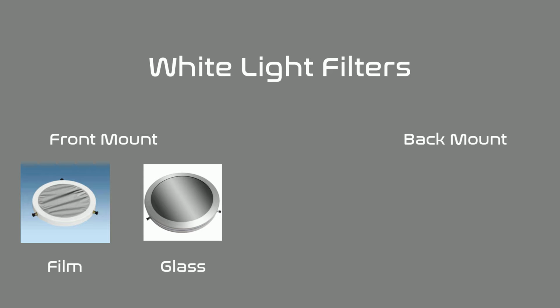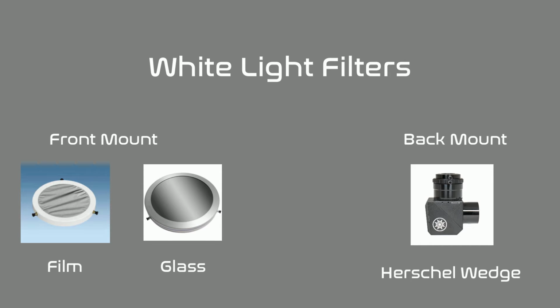If you use a back mounting filter, you'll have to use a device called a Herschel wedge. A Herschel wedge comes in the form of a star diagonal and has an internal prism where the majority of the light passes through and goes to a heat sink in the back where the heat is dissipated. The remaining light is then reflected through a series of neutral density filters before reaching the eyepiece or camera sensor. Herschel wedges can only be used exclusively with refractor telescopes, up to 6 inches in aperture.